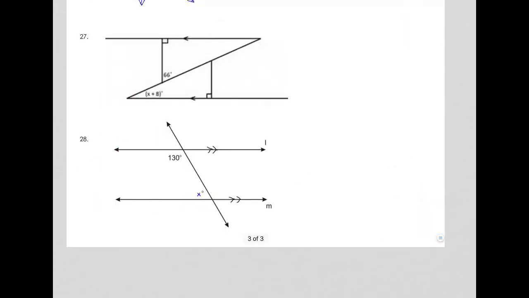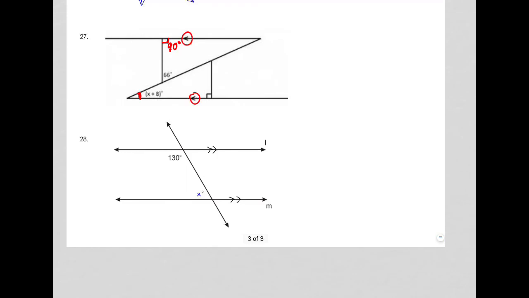Alright, number 27. So 27 I would say is pretty challenging, but not that challenging if you think about it, because you can use some information. I see this right angle mark. That doesn't just mean it's a right angle, that also means it's 90 degrees. So I know the x is down here. I'm trying to find this angle measure, but I notice I also have parallel lines.